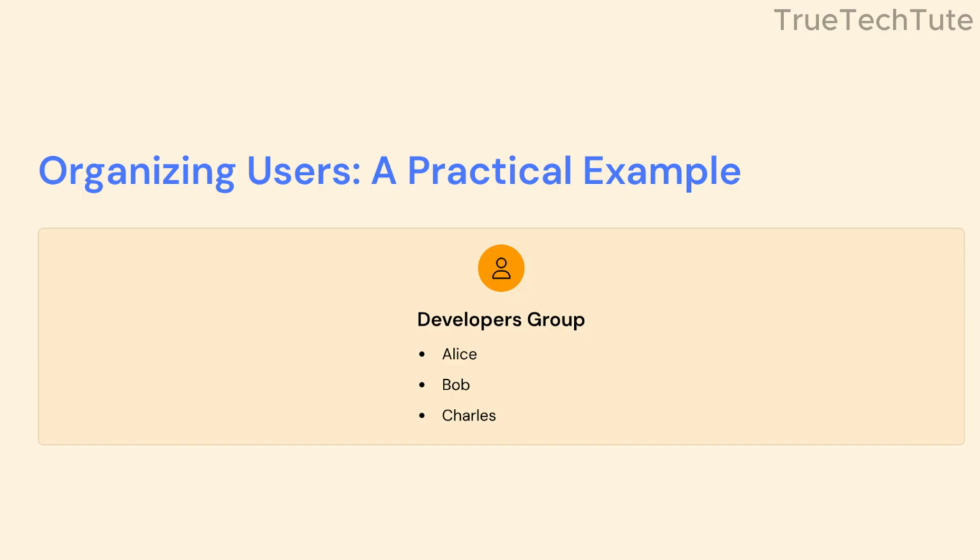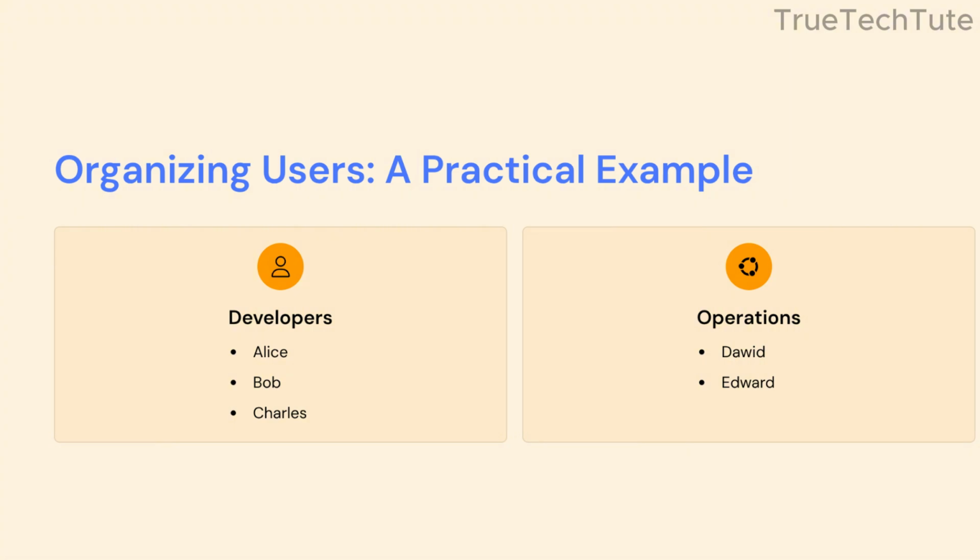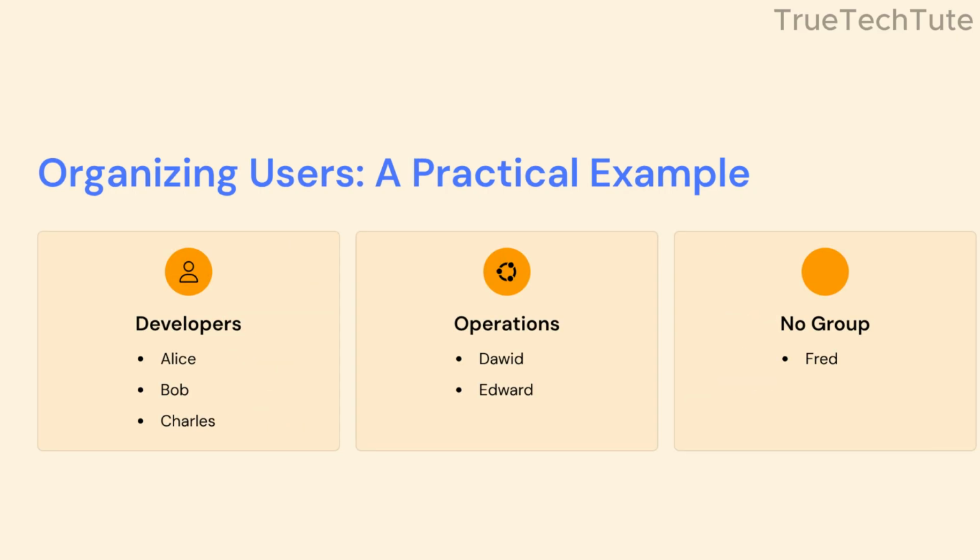It turns out that David and Edward also work together. So we're going to create a group called operations. Now we have two groups within IAM. Groups can only contain users, not other groups. This is a very important concept. Some users do not have to belong to a group. For example, Fred is alone. He does not belong to any group. This is not best practice, but you can do it in AWS.